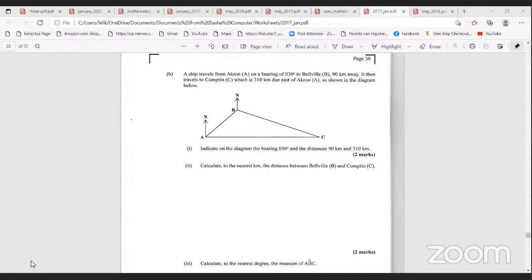All right. Richards, read for me. A ship travels from Akron on a bearing of 030 degrees to Belleville, 90 kilometers away. It then travels to Compton, which is 310 kilometers due east of Akron, as shown in the diagram below. I. Indicate on the diagram the bearing 30 degrees and the distances 90 kilometers and 310 kilometers. II. Calculate to the nearest kilometer the distance between Belleville and Compton.